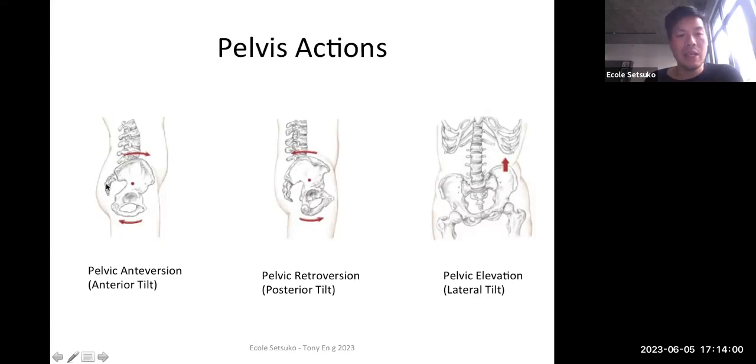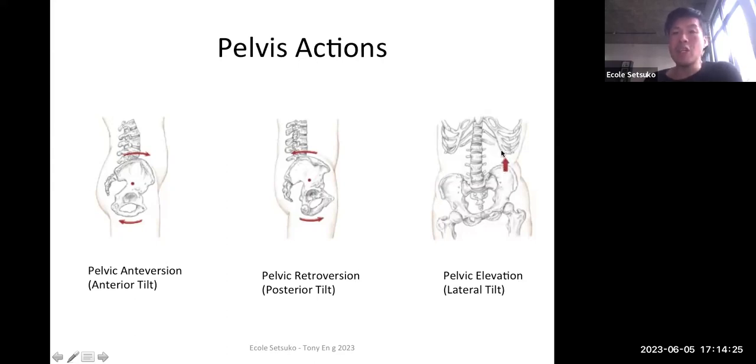See here, you can see the sacrum pushing out. And then here, the sacrum is tucking in. So that's retroversion. Here you can see an anterior tilt, posterior tilt. You might see it as that. Okay, same thing. And then you have pelvic elevation. Hips are moving upwards. So you remember the QL, the quadratus lumborum. We'll do a pelvic elevation also.